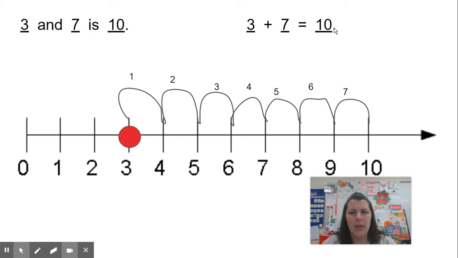And actually there's a period here, but we don't need that period there. We'll cover it up. So I had my jumps. I made 7 jumps. I was at 3. I made 7 jumps, and it got me to the number 10.